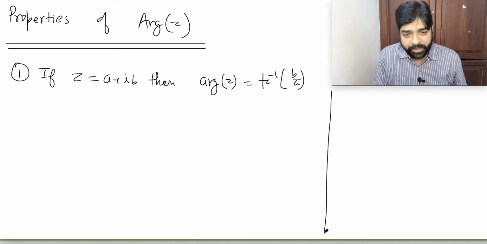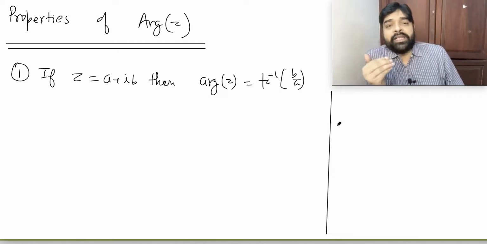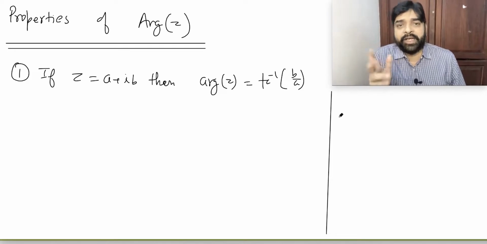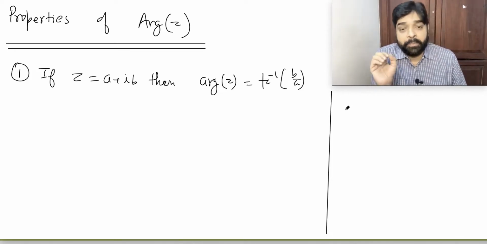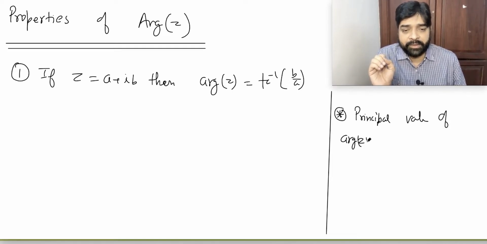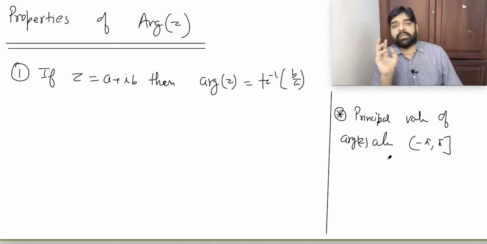Now here some points you should know. Some terms are there. Argument Z, when I say, it can be anything. It can be 200 degree, it can be 1000 degree. Principal value of argument Z always lies between minus pi to plus pi. Do you remember this property I told you? Argument of any complex number is minus pi to plus pi.